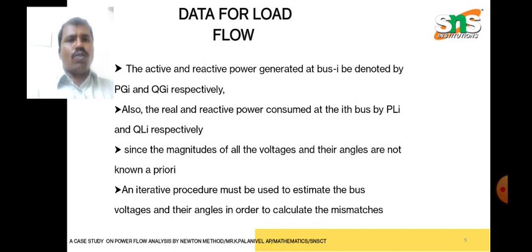Data for load flow. The active and reactive power generated at a bus are denoted by PGi and QGi respectively. Also, the real and reactive power consumed at the ith bus are denoted by PLi and QLi respectively. Since the magnitudes of all the voltages and their angles are not known prior, an iterative procedure must be used to estimate the bus voltages and their angles in order to calculate the mismatches.